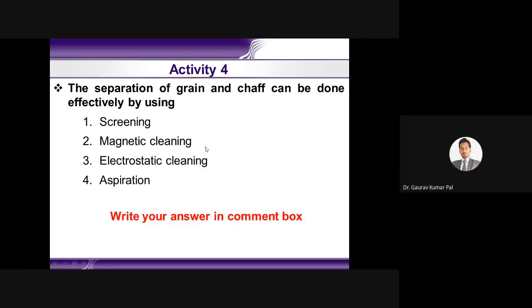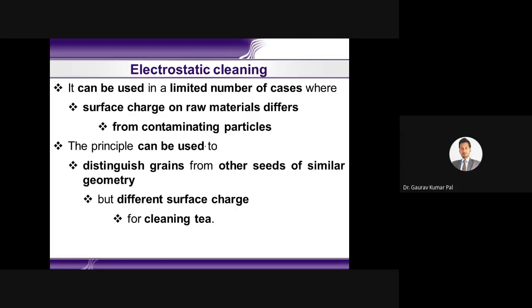So we have another type of cleaning, which is known as electrostatic cleaning. It can be used in a limited number of cases, where we have a surface charge on the raw materials. Once we have a surface charge on the raw materials, we can differentiate them from the contaminated particles on the basis of the surface charge. The same principle can also be used to differentiate different types of grains. Suppose two types of grains have been mixed and you want to separate them, you can use the electrostatic cleaning method.